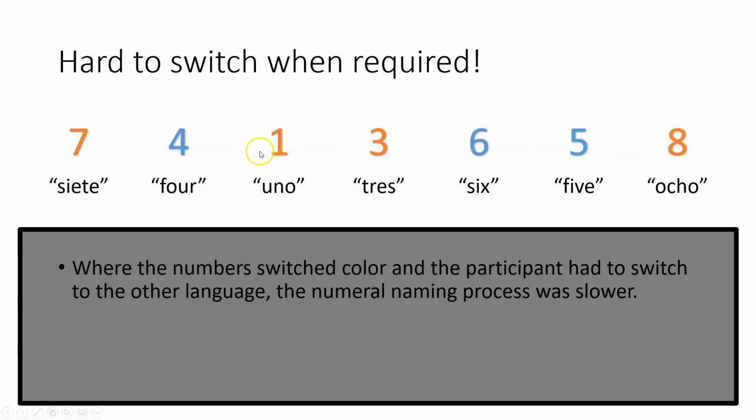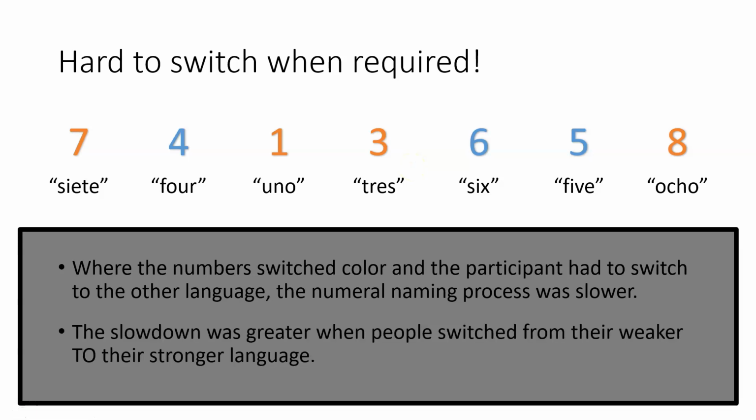I've just illustrated a couple of numbers in a row, but in the real study, there would sometimes be strings of multiple numbers in a row in the same language, and then there would be an expectation of switching. But the other important finding from this study was that the slowdown was greater when people switched from their weaker to their stronger language. So let's imagine that the people in this study primarily spoke English, but they had learned Spanish as a second language, maybe in high school or something like that.